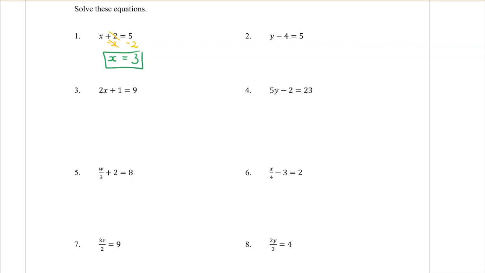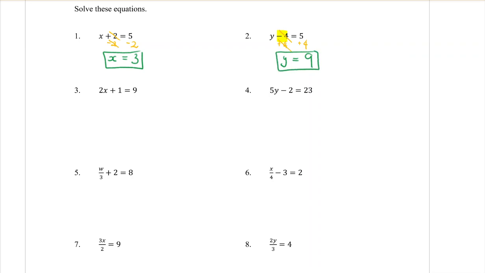Question 2 is also a one-step equation because we just have this one number with the y. So the opposite of minusing 4 is to plus 4. Keep it balanced, make sure you do it to both sides. That will cancel off the 4's on the left-hand side, y is by itself, and 5 plus 4 makes 9.